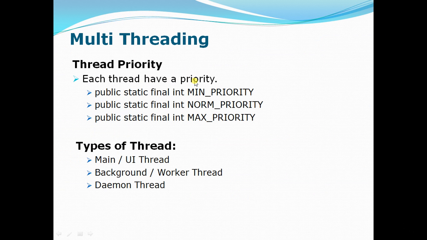Each thread will have a priority: minimum, normal, and maximum. 1, 5, 10. So if you make it max priority, JVM will try to finish that first, because it is of high priority. But again, it's not the normal way. It will check the internal things also.